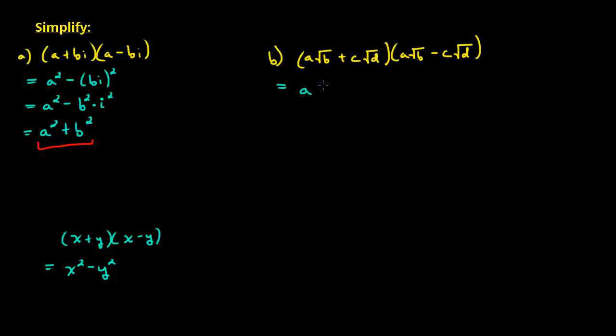We'll have (a√b) squared minus (c√d) squared, because when I multiply conjugates, it always results in a difference of squares. If I square a√b, I end up getting a squared b, because this square applies to both the factors in the brackets here. I have to square a, and then I square root b. If I square a, I get a squared. If I square root b, I just get b.